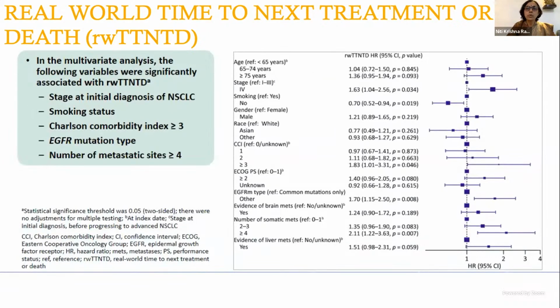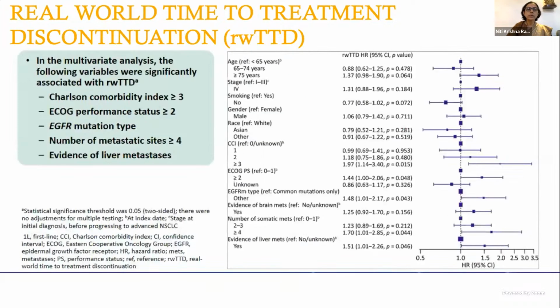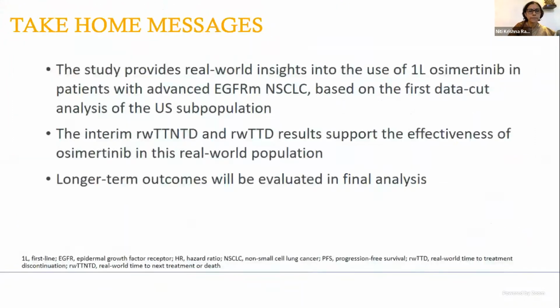The real-world time to next treatment or death was also subjected to multivariate analysis, which showed that smoking status, Charlson comorbidity index of greater than 4, the type of EGFR mutation, and number of metastatic sites had a significant relevance. This was also seen for real-world time to treatment discontinuation, where the median was 17.2 months, and it was related to all 5 factors mentioned previously as well. So what are the take-home messages?